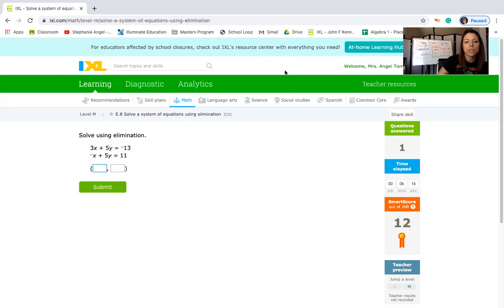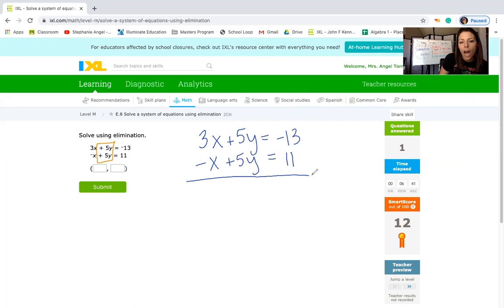Okay, example number 2. First thing that stands out to me is that we have a positive 5y and a positive 5y. Again, these are equal terms, which means we're going to subtract. So I have 3x plus 5y equals -13, and in my second equation, -x plus 5y equals 11. I already know I'm going to subtract because that's how I create a zero term.